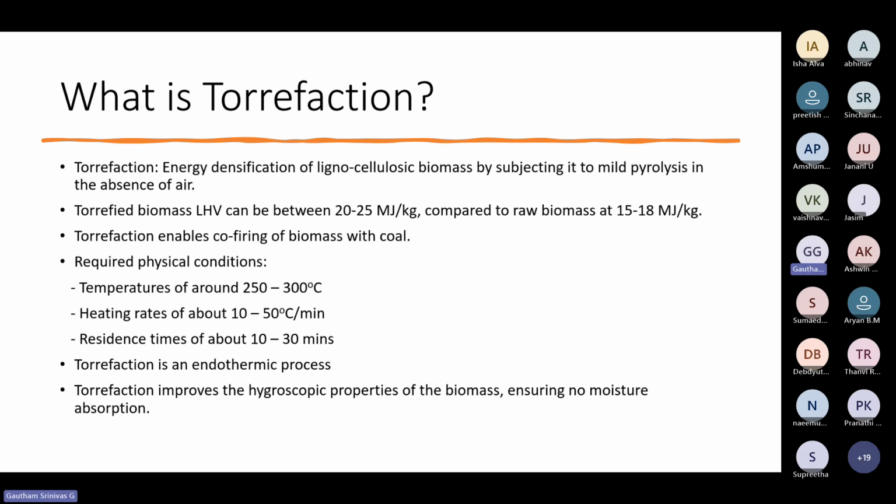Okay, so why do we need the energy densification of biomass? The LHV of biomass, that is the calorific value of biomass, is normally between 15 to 18 megajoule per kg. When we do this form of pyrolysis or torrefaction, the energy density or the LHV increases to 20 to 25 megajoule per kg. Can someone tell me why that is? Why does the energy density increase?